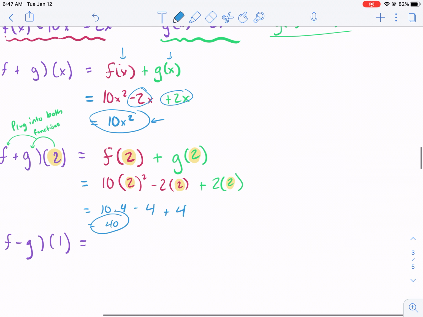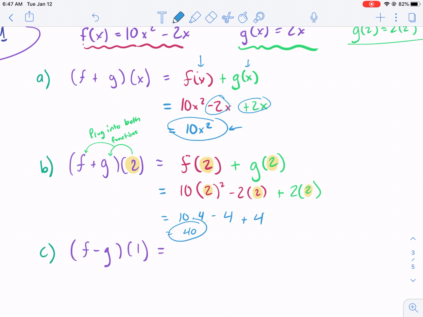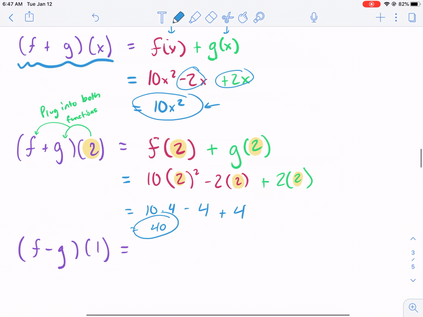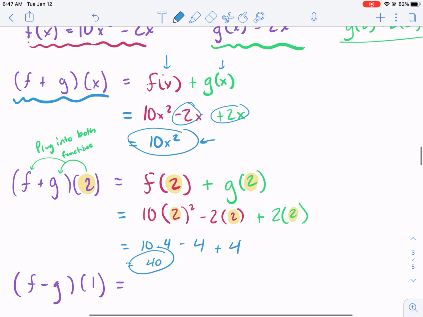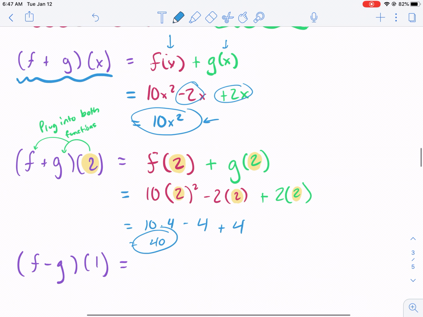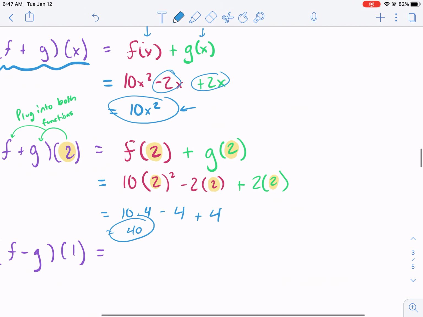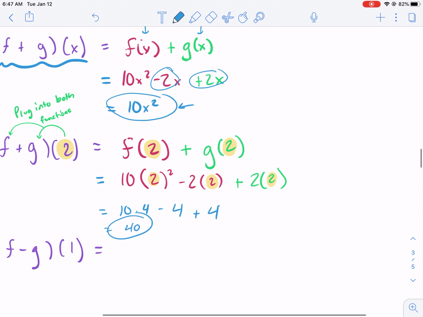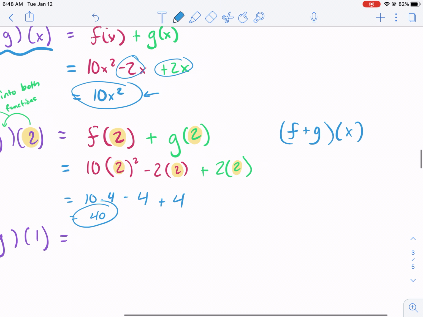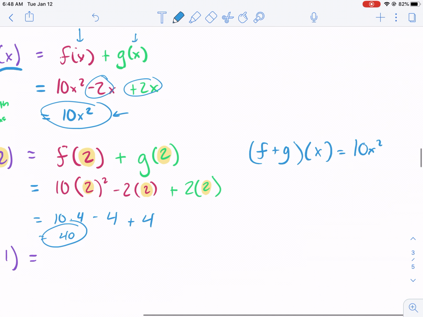Now, another way to do it is, since we've already done f plus g of x, we could either plug in 2 for f, 2 for g, and then add them, or we could just take our function f plus g of x, we already know what that is, and plug in 2 into that. It's high level, so I just want to make sure we understand it. We already know that this is equal to 10x squared. We already solved it. That was our first one, letter A.